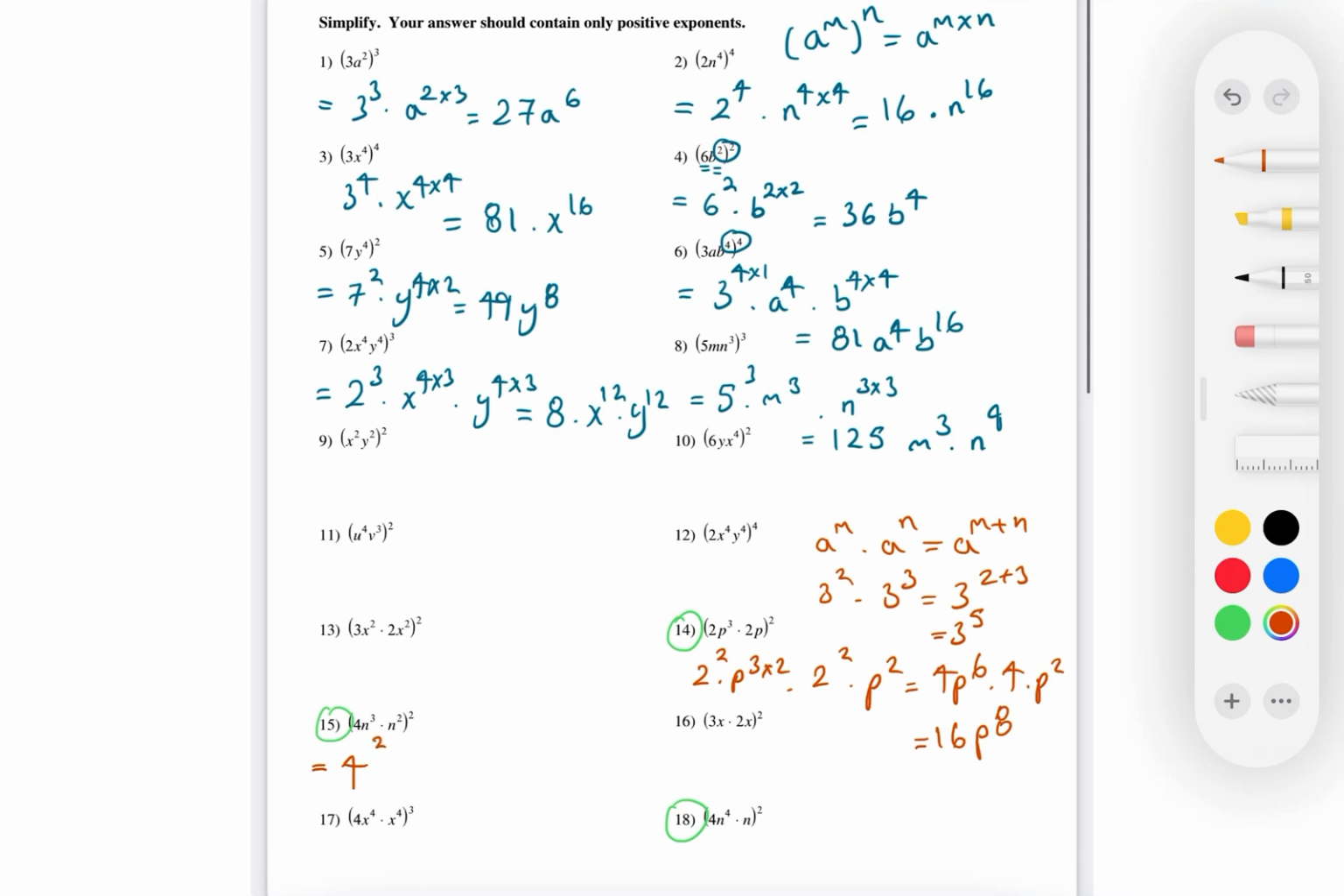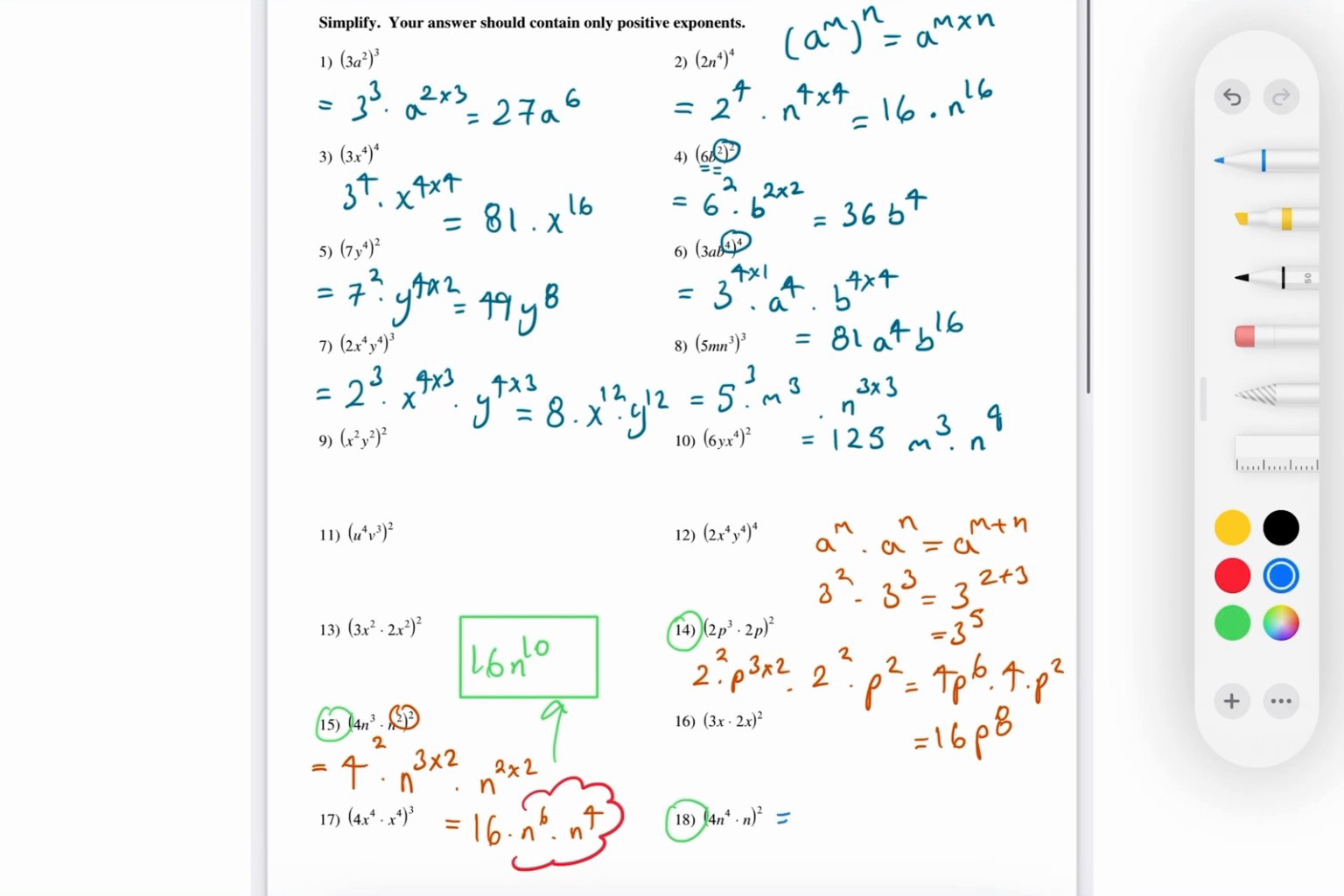Now let's take a look at 15. It's going to be 4 raised to the power of 2 multiplied by n cubed multiplied by 2 times n. This has got a square, right? So you're going to multiply the powers. And that's going to give you 4 to the power of 2, which is 16, times n to the power of 6 times n to the power of 4. And once again, you can add these two powers right here. So the final answer will be 16 n to the power of 10, because 6 plus 4 is 10.